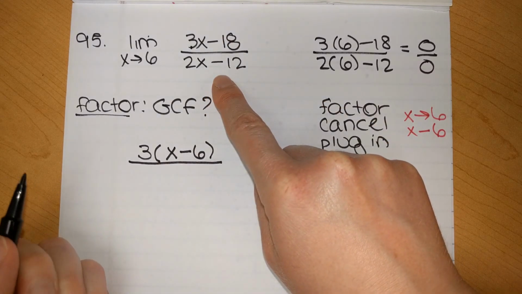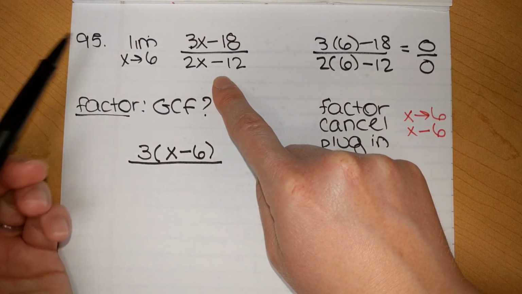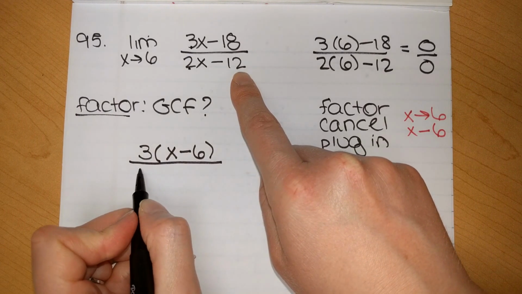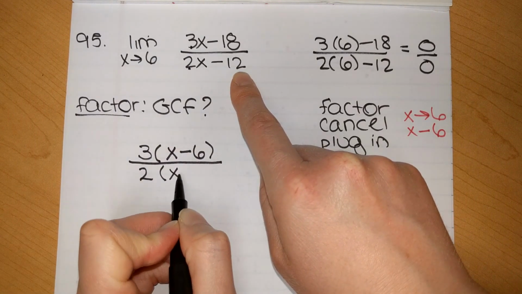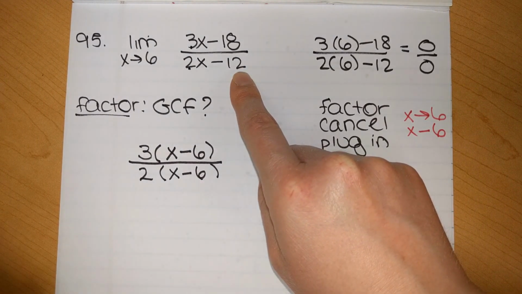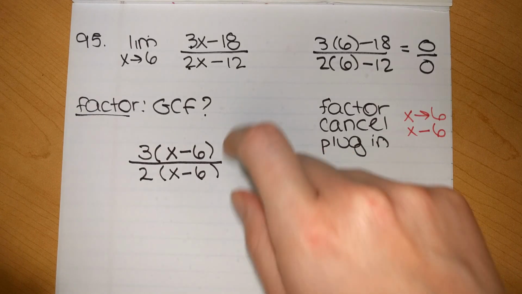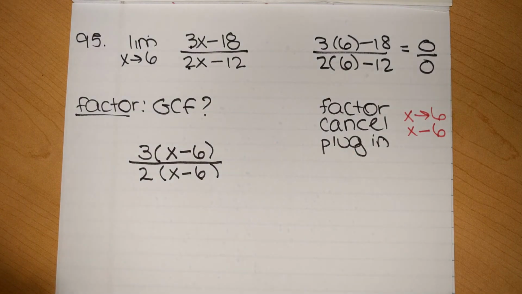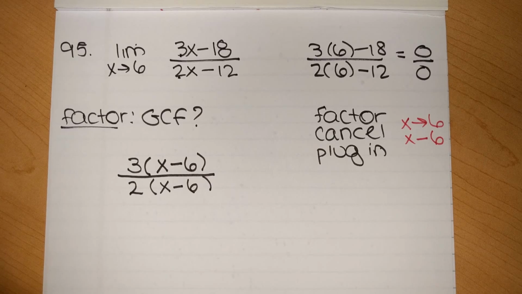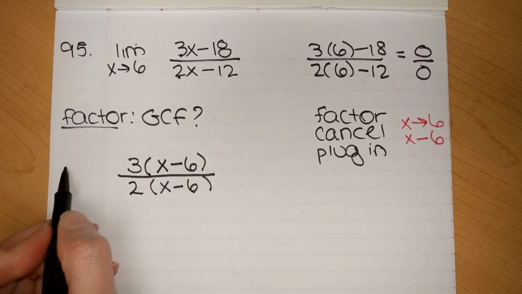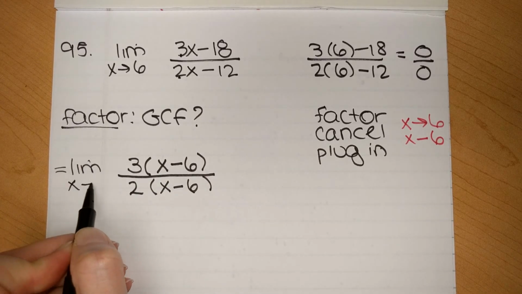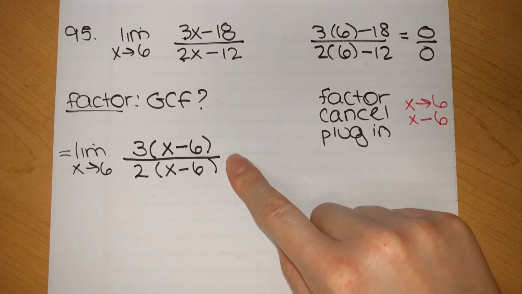Now, in the denominator, when you look at is there a GCF, 2 and 12 share a common factor of 2. So we can factor that out as a GCF and get x minus 6 in the denominator times 2. Now, we still have the limit because we still have x. So this will be the limit as x goes to 6 of this factored fraction.